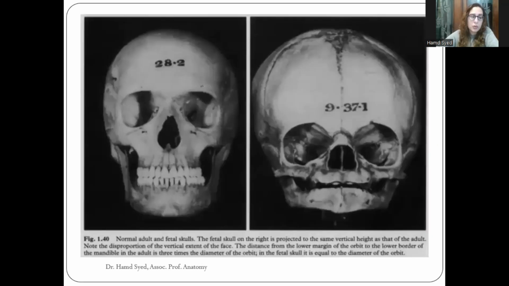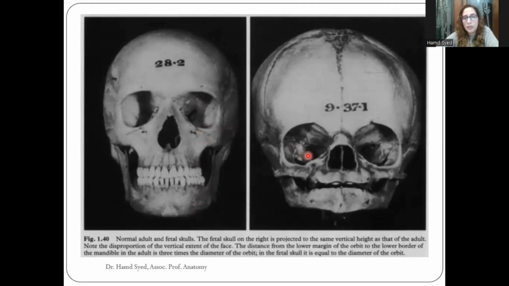So here is a comparison of the adult skull with the fetal skull. On the left, you can see the adult skull, and on the right, the fetal skull. And we can see the difference. There is a disproportion over here of the vertical extent of the face. So we take a simple measurement, which is taken from the lower margin of the orbit to the lower border of the mandible in the adult. If we draw a vertical line from these 2 points, this vertical line will be about 3 times the diameter of the orbit in case of an adult skull.